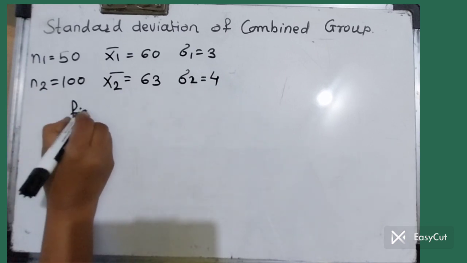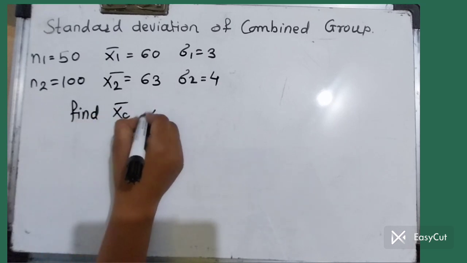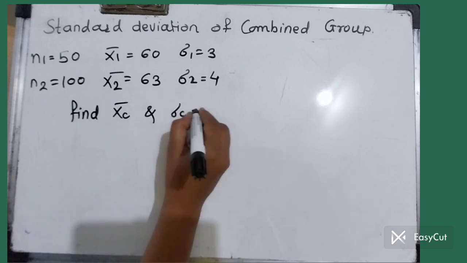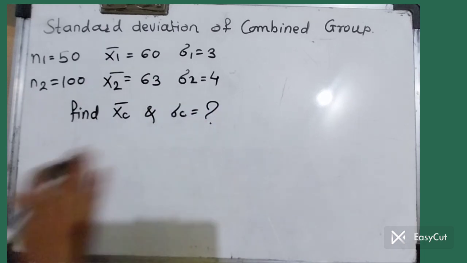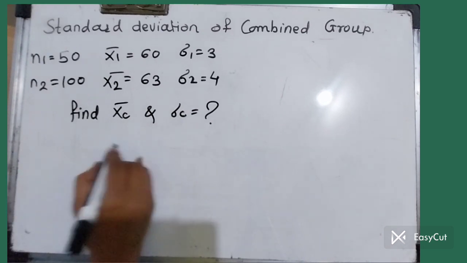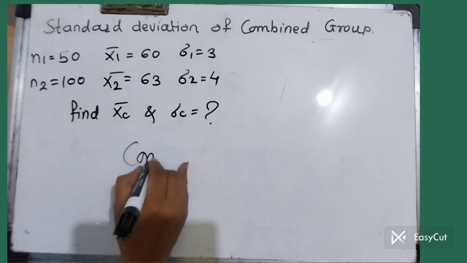What we have to find here again: sigma C and XC bar. Okay, we have to find this. So try out and comment me the answer.